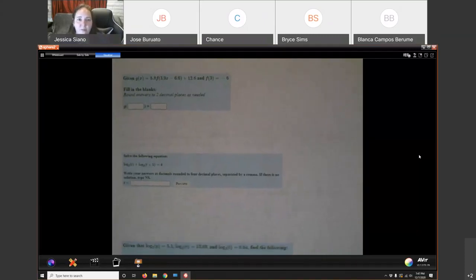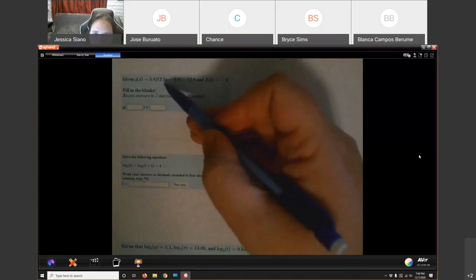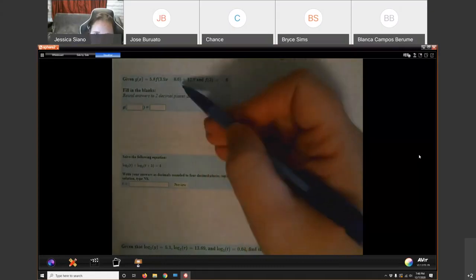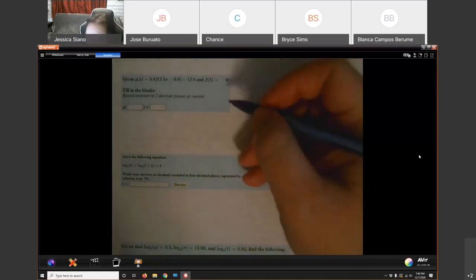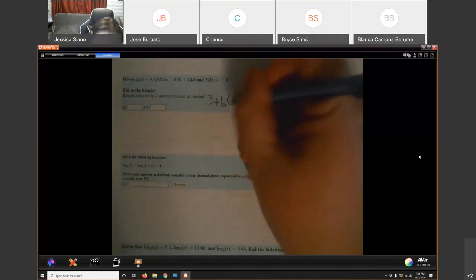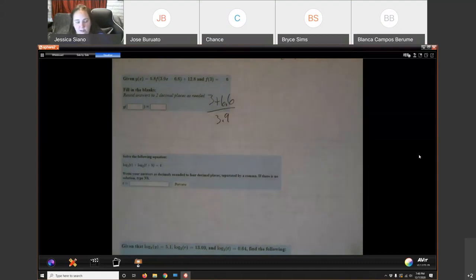Now for this one, remember for the inside, you want to do the opposite of what you see and in the opposite order. And for the outside, you want to do exactly what you see and in that order. So for example, we're going to take this 3, and here you want to multiply by 3.9 and then subtract 6. But we need to do the opposite of those and in the opposite order. So I'm going to add the 6.6 and then divide by 3.9.